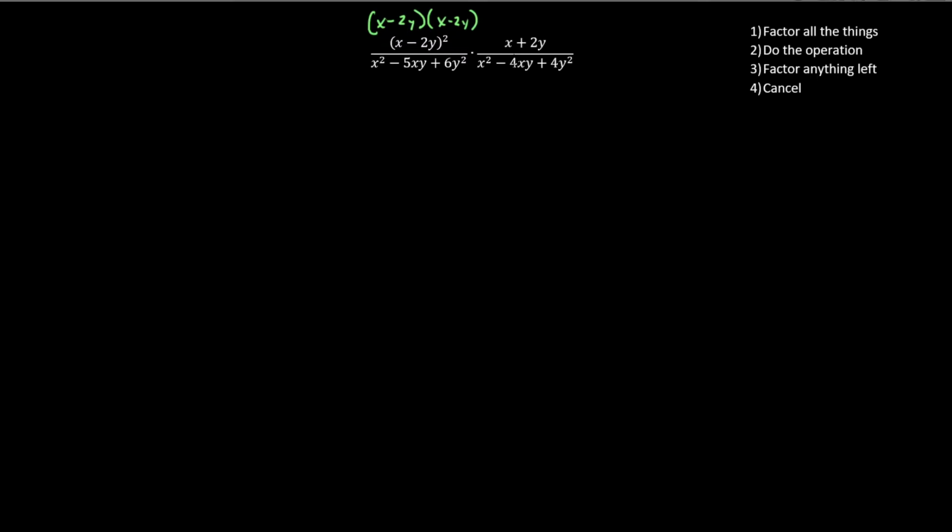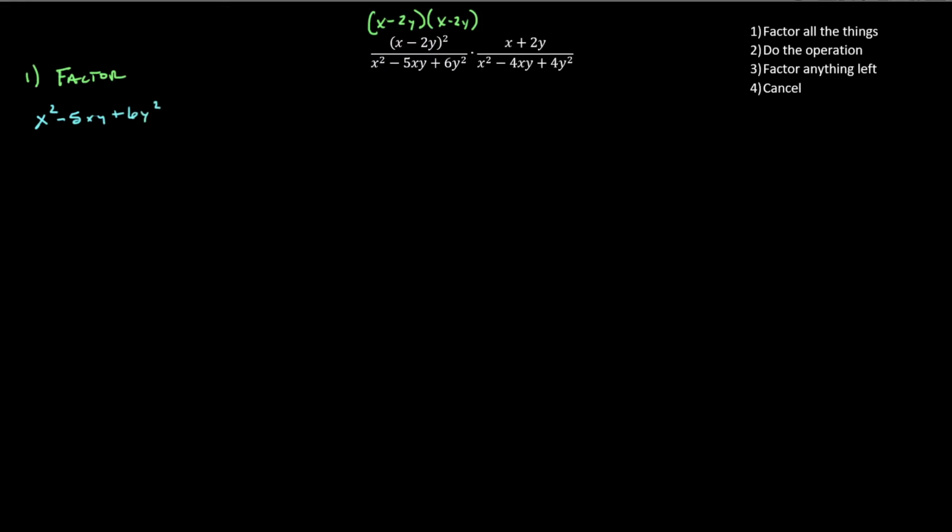The numerator on the right-hand side is also factored. It cannot be factored any further. So now what we need to do is factor both denominators. So this is my step 1. I'm going to factor. There's a trick that you can use, and you have to be very careful about how you use it, but x squared minus 5xy plus 6y squared.